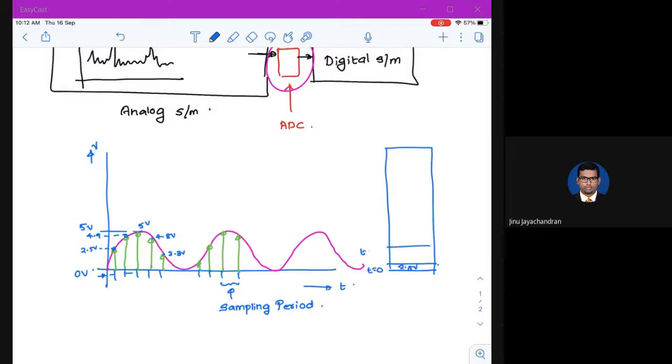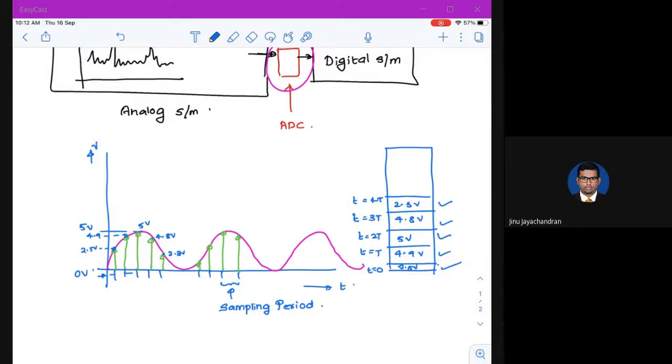At time t, you are getting 4.9 volt. At time 2t, you are getting 5 volt. At time 3t, you are getting 4.8 volt. At time 4t, you are getting 2.3 volt, and so on. Now, again, if you see this, this is again an analog value. It is still not digitalized.